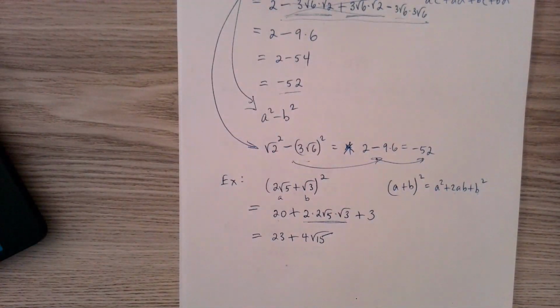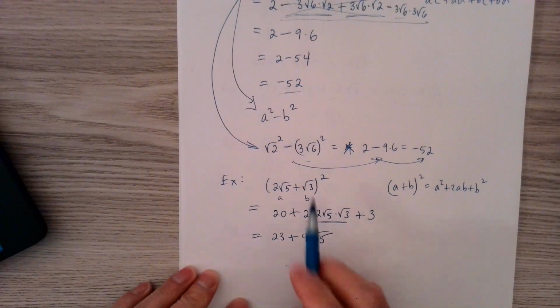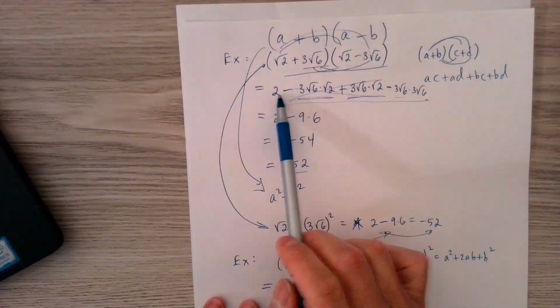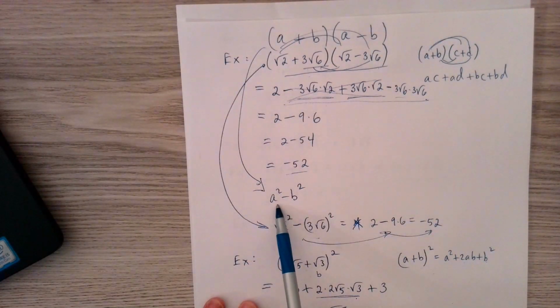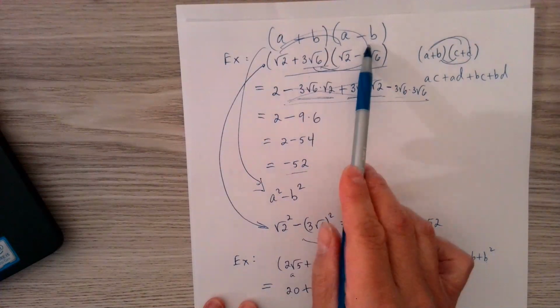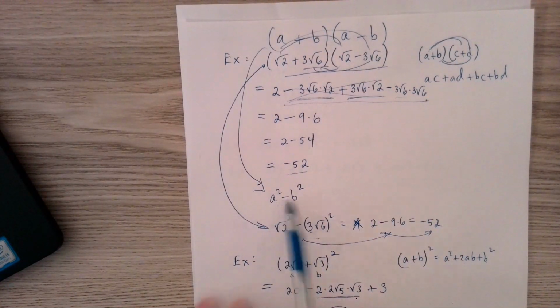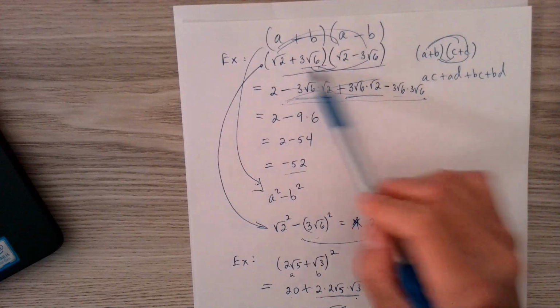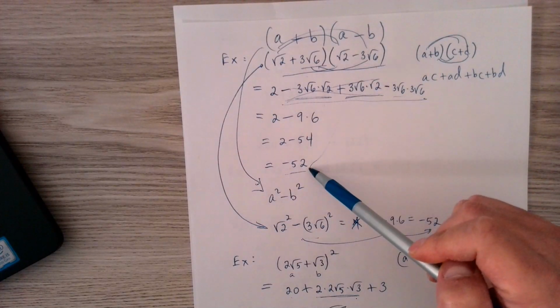Okay, if you recognize these patterns, in this case the perfect squared trinomial pattern, and in the previous example the difference of squares pattern, a plus b times a minus b to a squared minus b squared, that's great. It saves you time. If you don't recognize it right off, it doesn't matter. You can always FOIL and get there eventually.